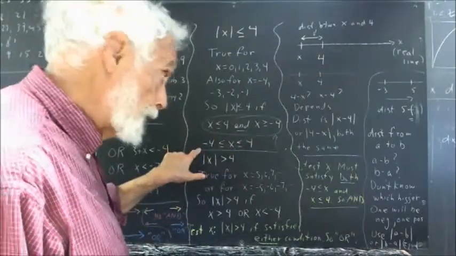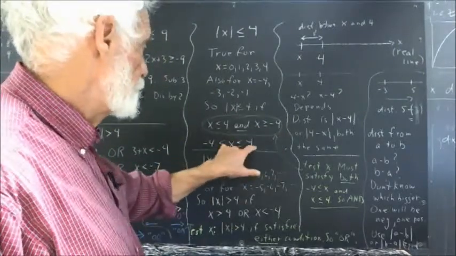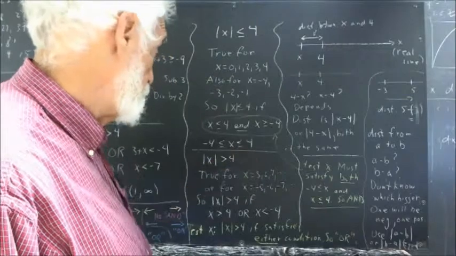Negative 4 is less than or equal to x, which is the same as this inequality, and x is less than or equal to 4, which is the same as this inequality.